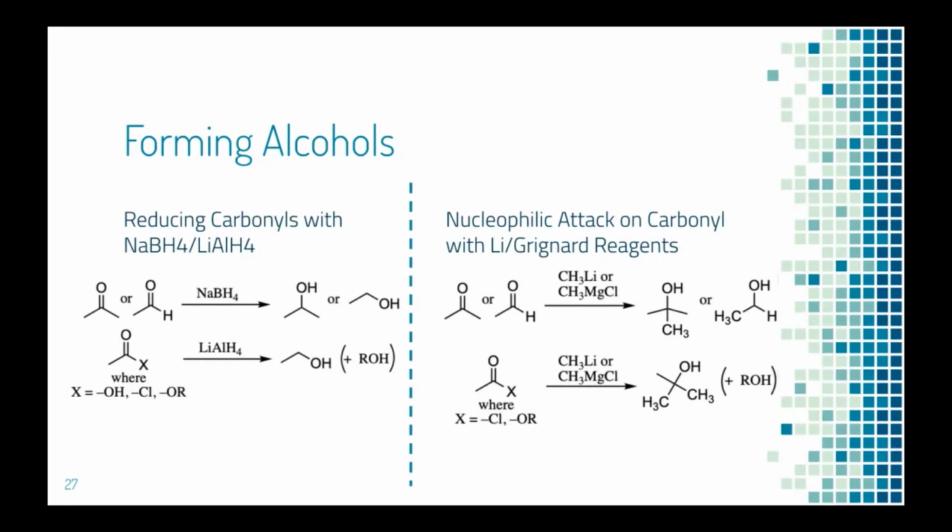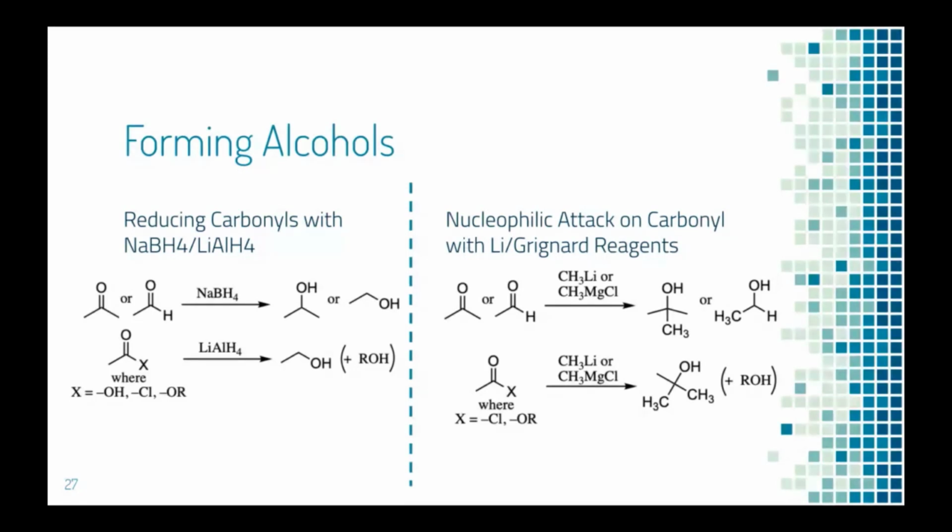And then below, the X represents that it could be a carboxylic acid, or you can put a halide there, or it could be an ester. Reacting it with lithium aluminum hydride can then form your primary alcohol. And then on the right side, nucleophilic attack on carbonyls with Grignard reagents or with lithium.